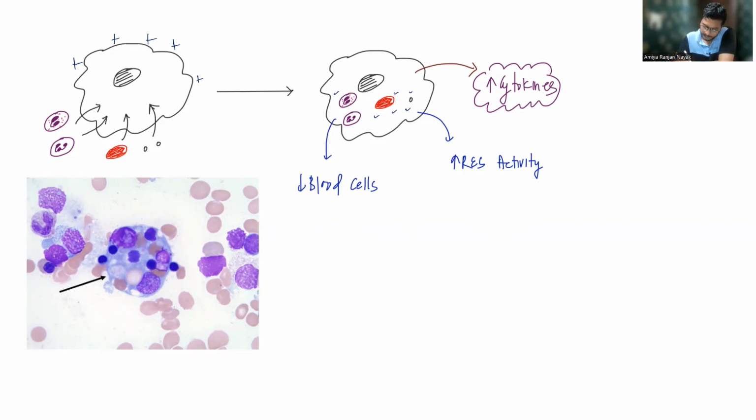If you see the histopathology picture, you can see this is the macrophage which has engulfed the normal blood elements. So this is an example of hemophagocytosis. Now what is the consequence of this? Because it is damaging all the blood cells, it is going to cause pancytopenia.